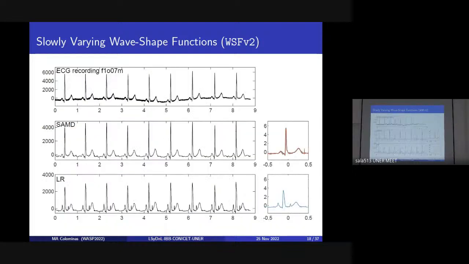Finally, just a quick example on an ECG recording where we have some noise, and the amplitude of the noise here at the beginning is greater than at the end. I don't know if you can see how the amplitude of the noise is decreasing. So we have a non-stationary noise. The shape adaptive mode decomposition works fine in my opinion, and the linear regression, as you can see, introduced this artifact here that was not present. Here we can estimate a waveform.